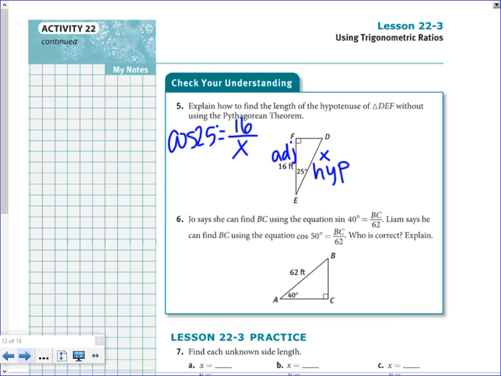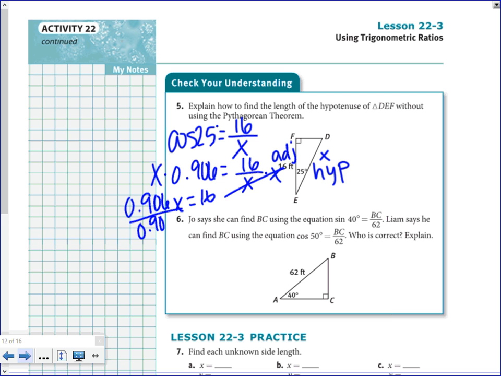So from here, cosine of 25 is 0.906 equals 16 over x. So then multiply by what's in your denominator, which is x. So I have 0.906x equals 16. And then divide by 0.906. And that gives me 17.66 or 17.7. So that's how you could find your hypotenuse without ever having to use Pythagorean theorem.